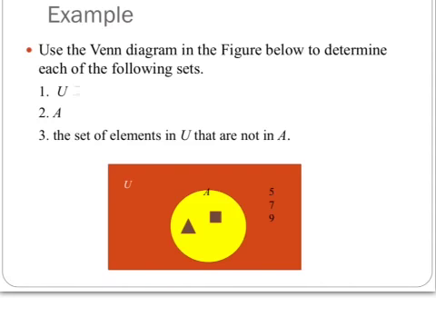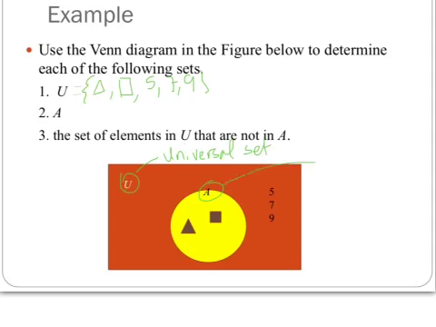So the universal set is going to be the set of elements that is a triangle, square, and the numbers 5, 7, 9. Those are all the elements within the square. The U and the A just indicate sets. So this is a universal set. And A is just describing, again, the set A.